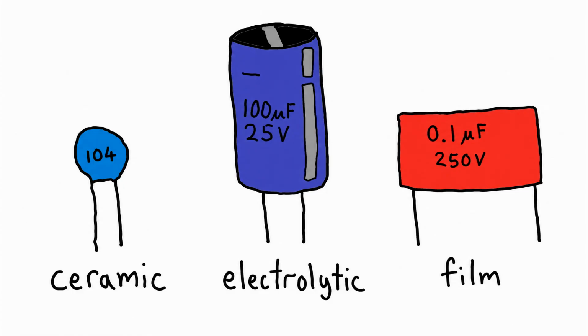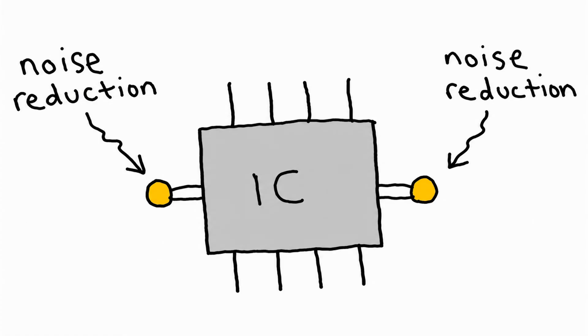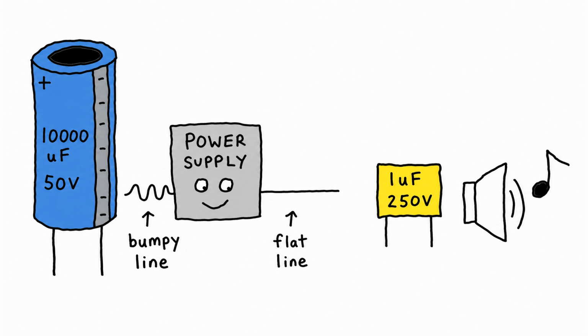You'll see different types of capacitors in real circuits. Small ceramic capacitors are often used near ICs to reduce noise. Large electrolytic capacitors are used for power smoothing. Film capacitors are useful in audio, timing, and filtering circuits.